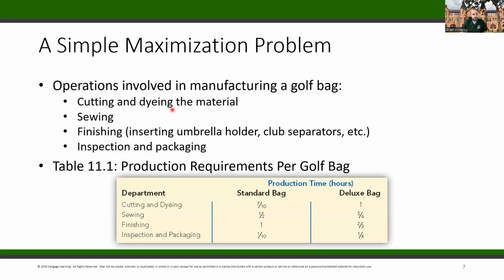So we have to assume some things going into this. How much time do we have to cut and dye the material? How long to sew the material? How long to do the finishing of the material, which would be like inserting club separators and an umbrella holder, and how long to inspect and package it? And so you're given a series of requirements for each one of those bags: 7/10 of an hour, right? So you'd write that as 0.7 hours, half an hour, 1 hour, 1/10 of an hour. So that's how long it takes to do these. This is how long it takes to do the deluxe bags, okay?